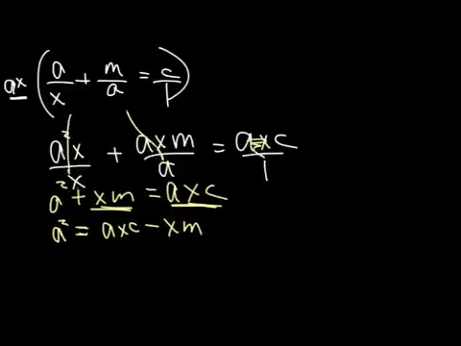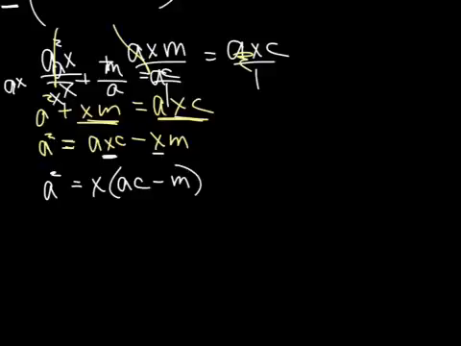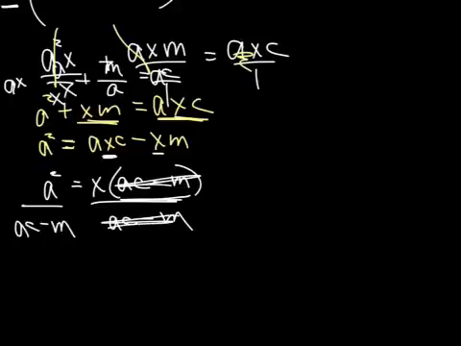Okay? So let's see if we can move some of this stuff down so I can have more room. Alright, next step. I have an x common here and here, so I'm going to pull an x out, like that. Now, I need to get rid of that so I can get x by itself. Well, how do I get rid of that? I divide both sides by what I'm trying to get rid of. Those go away, and I'm left with x equals a squared over ac minus m. And that's what I was looking for. Solving it for x.